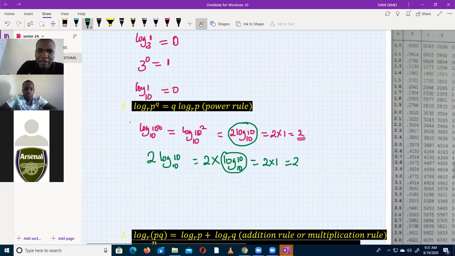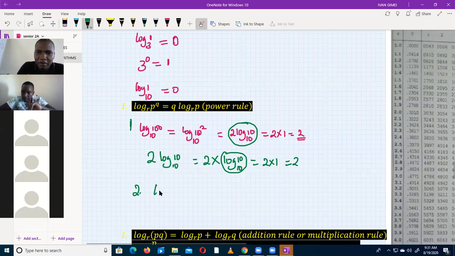This is example 1. Example 2: if you're given log of, let's say, square root of 7 base 7. Now, how do I find this? I can't say this is 1 yet, because it has a square root on it. So what I do is apply my knowledge of indices. You can keep writing if you have a notebook around you, because I'm moving very slowly so you can catch up with me.